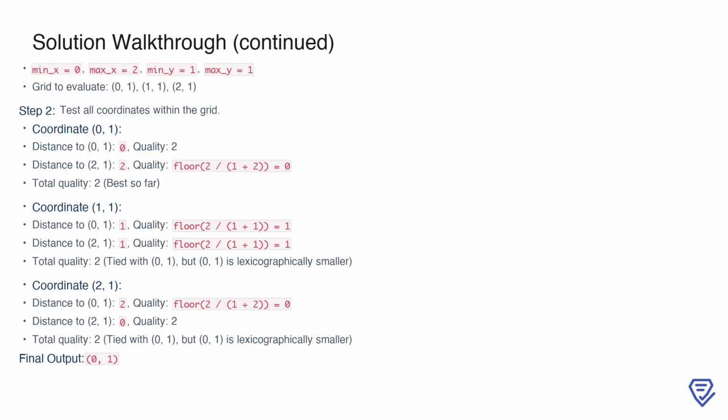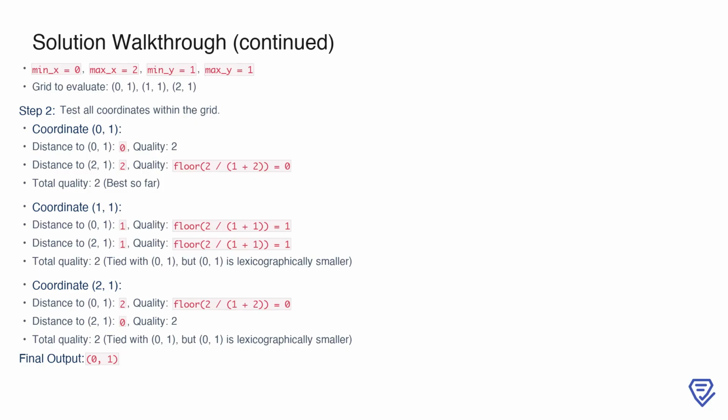Starting with 0, 1, the distance to the first tower is 0, contributing 2 to the total quality. The distance to the second tower is 2, resulting in a contribution of 2 divided by 3, which floors to 0. The total quality at 0, 1 is 2, making it the best coordinate so far. For 1, 1, the distance to each tower is 1, contributing 1 from each tower, giving a total quality of 2. However, since 0, 1 is lexicographically smaller, it remains the best coordinate.